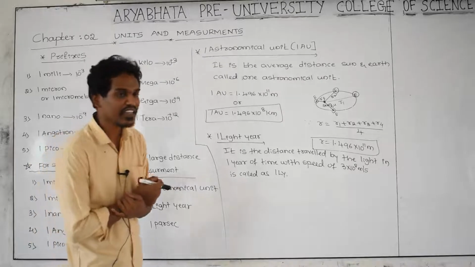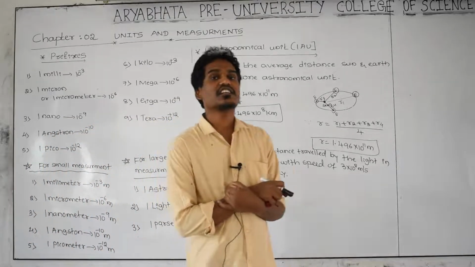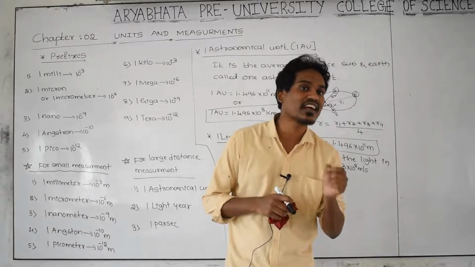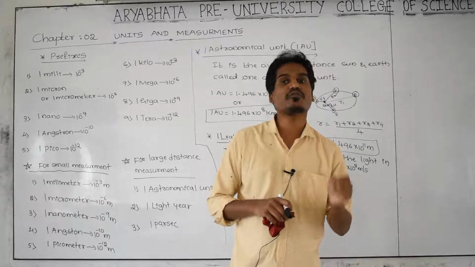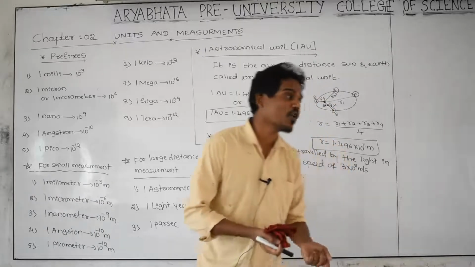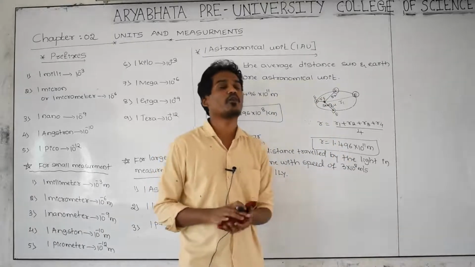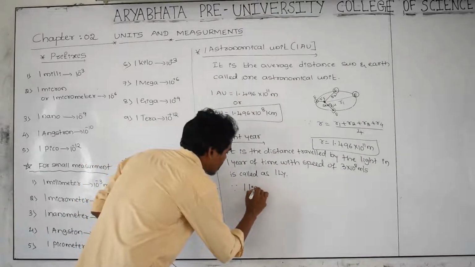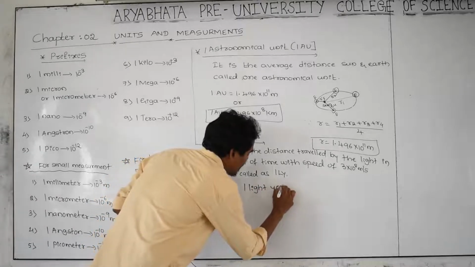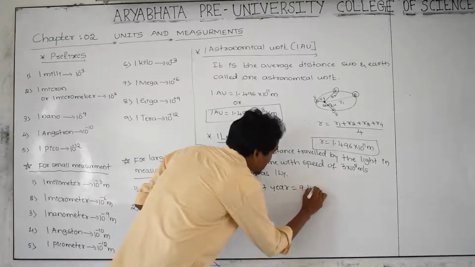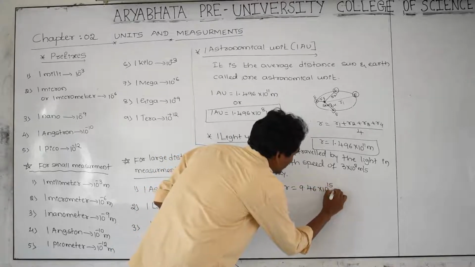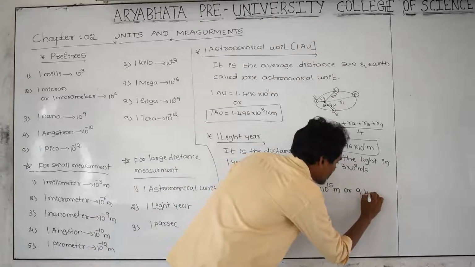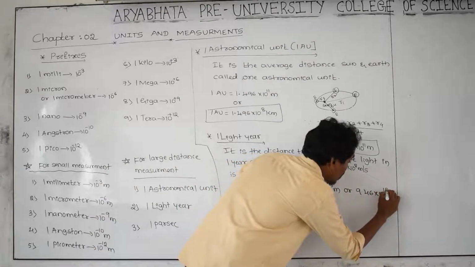What is the definition of the light year? The light year is the unit of distance. It is the distance traveled by the light in 1 year of time with the speed of 3 into 10 to the power 8 meter per second. Therefore, 1 light year is equal to 9.46 into 10 to the power 15 meter. Or in terms of kilometer, 9.46 into 10 to the power of 12 kilometer.